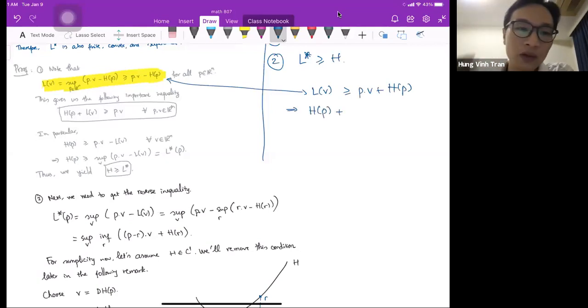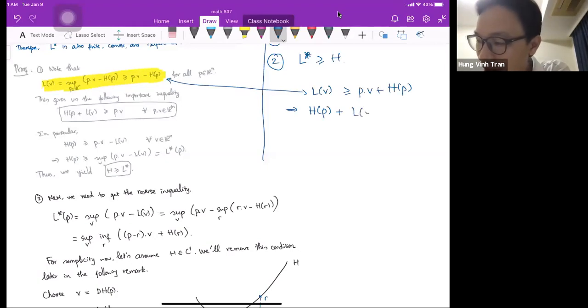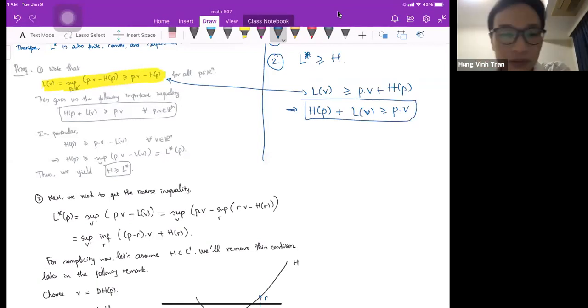And this is giving us a very important inequality, often called the duality inequality, or the inequality coming from the Legendre transform: H of P plus L of V is greater than or equal to P dot V. As simple as it looks, it is one of the most important inequalities in this whole field.